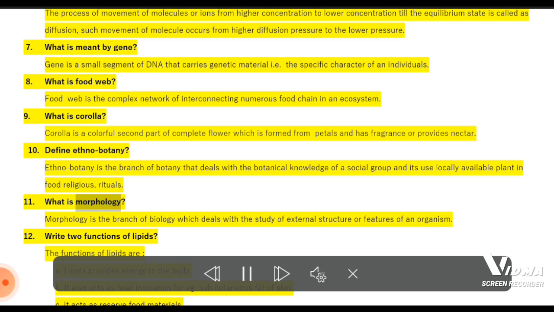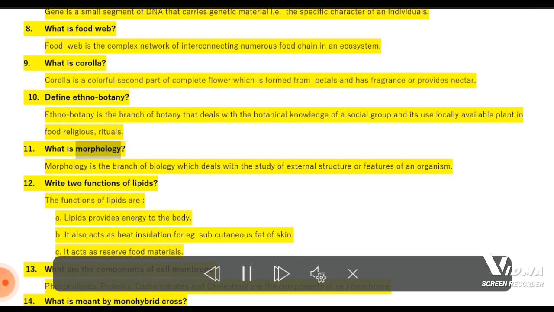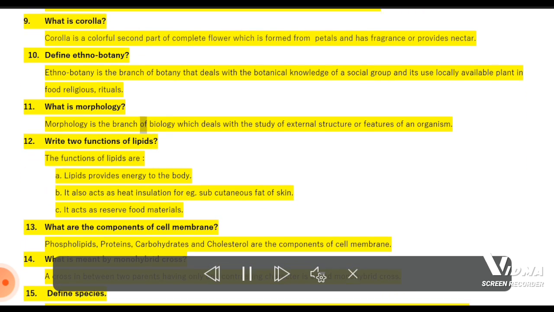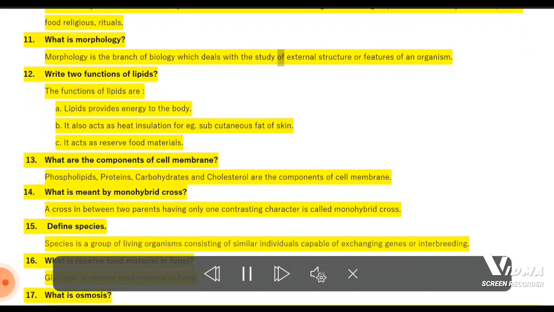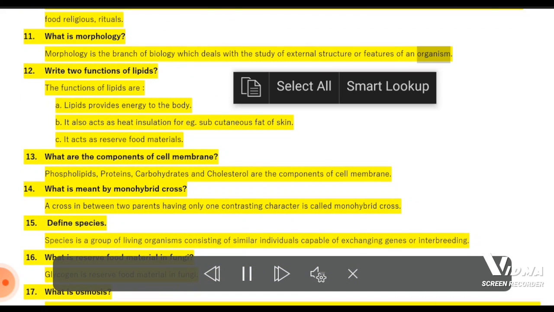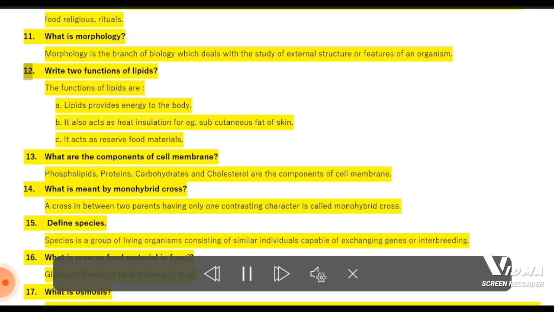11. What is morphology? Morphology is the branch of biology which deals with the study of external structure or features of an organism. 12. Write 2 functions of lipids. The functions of lipids are: lipids provide energy to the body. It also acts as heat insulation, for e.g. subcutaneous fat of skin. It acts as reserve food material.